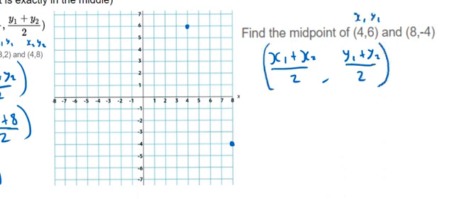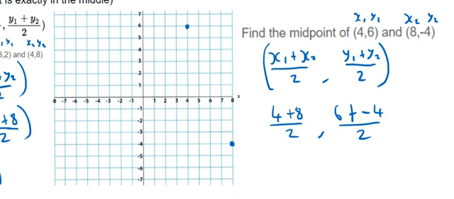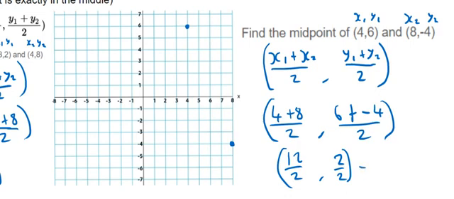Right, so my points are x1, y1, and x2, y2. So x1 is 4, x2 is 8, so 4 plus 8 over 2. Y1, which is 6, plus, and in this one you have to be careful because it's a minus 4, so plus minus 4 over 2. Now 4 plus 8 is 12 over 2. 6 plus minus 4, plus minus makes minus, so 6 minus 4 is 2 over 2. So we get 12 over 2, 2 over 2, and 12 divided by 2 is 6, and 2 divided by 2 is 1. So I'm getting 6, 1 as my answer there.